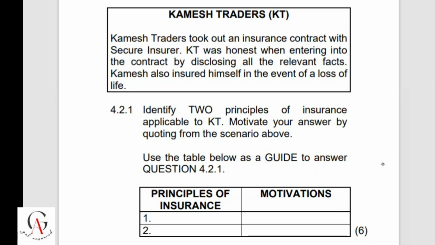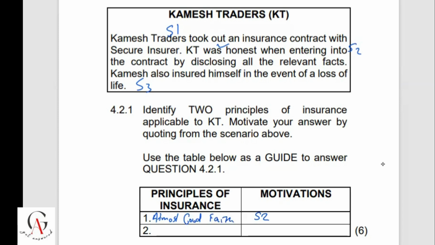Okay, right. So now we have sentence 1. We have sentence 2. Okay, then we have sentence 3. Okay, right. So now when we quote here, we see that KT was honest when entering into the contract, which is sentence 2. Remember, you write up the full sentence as it appears. So now this is nothing but utmost good faith.